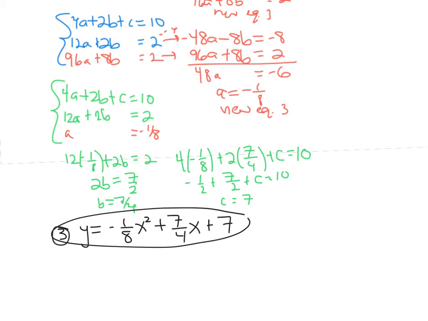Now, in step 4, what we'll do is plug in (12, 10) to see if the ball passes through the hoop.